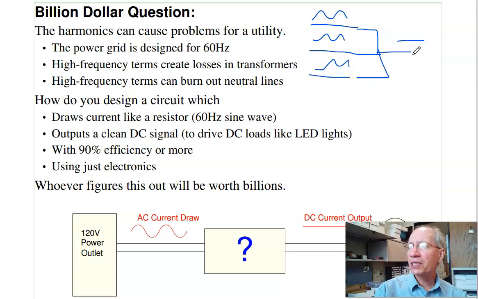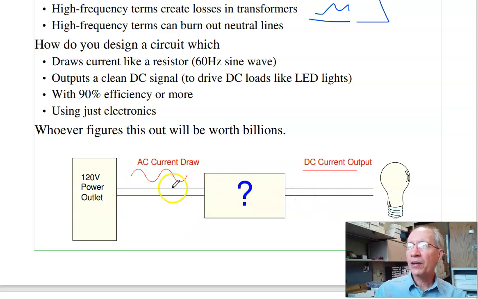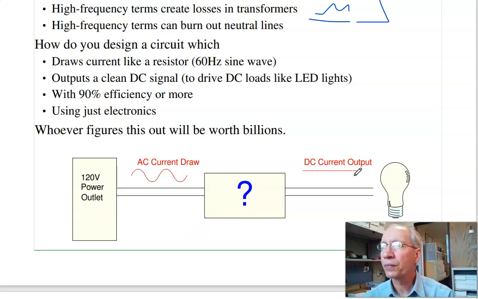So what I really want is a nice clean sine wave to the LED light bulb that's 60 Hz. I want the output to be DC. That's what drives the light bulb. How do you come up with a circuit that converts sine waves into DC so that the current draws a nice clean sine wave, the output is a nice clean DC signal at 90–95% efficiency?